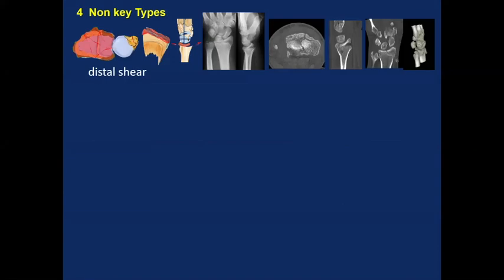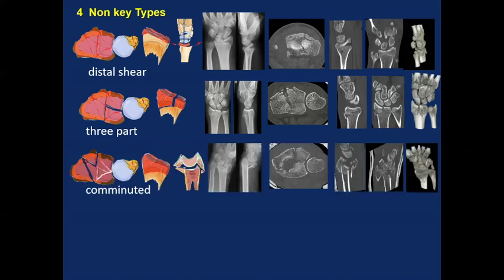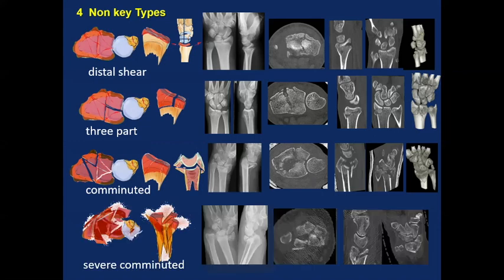So the non-key types, being the complete articular fractures or those involving the whole surface, are the distal shearing fractures of the joint surface, the 3-part, or this would be the 4-part fracture of Charles Malone in the older classifications. Then the comminuted, more than 4 or 5 parts, with impaction of the joint surface. And the severe comminuted would be those which also extend into the shaft of the distal radius.